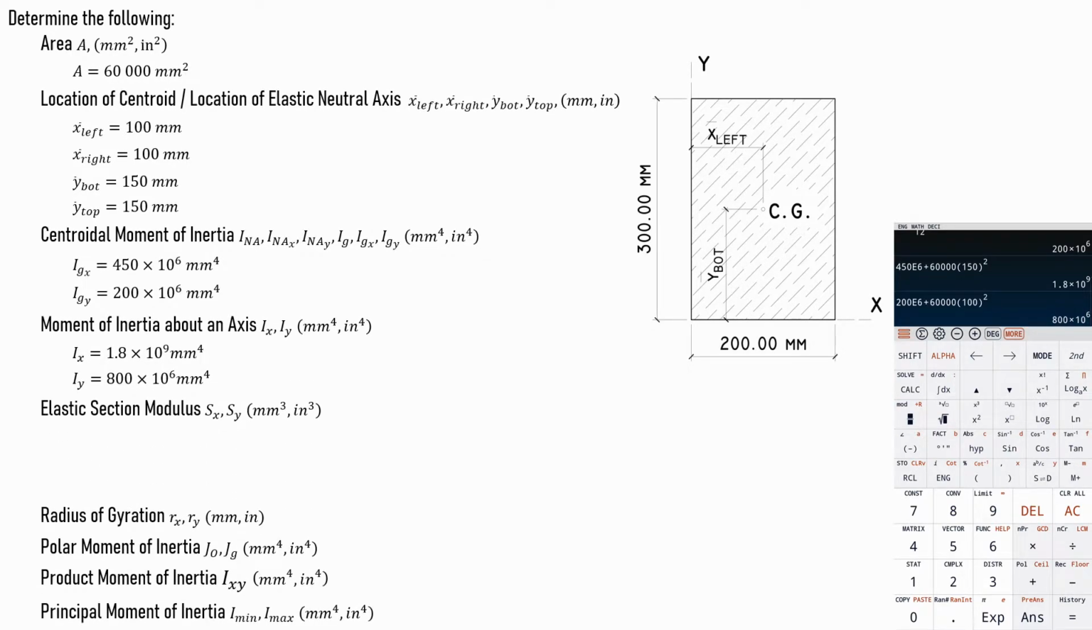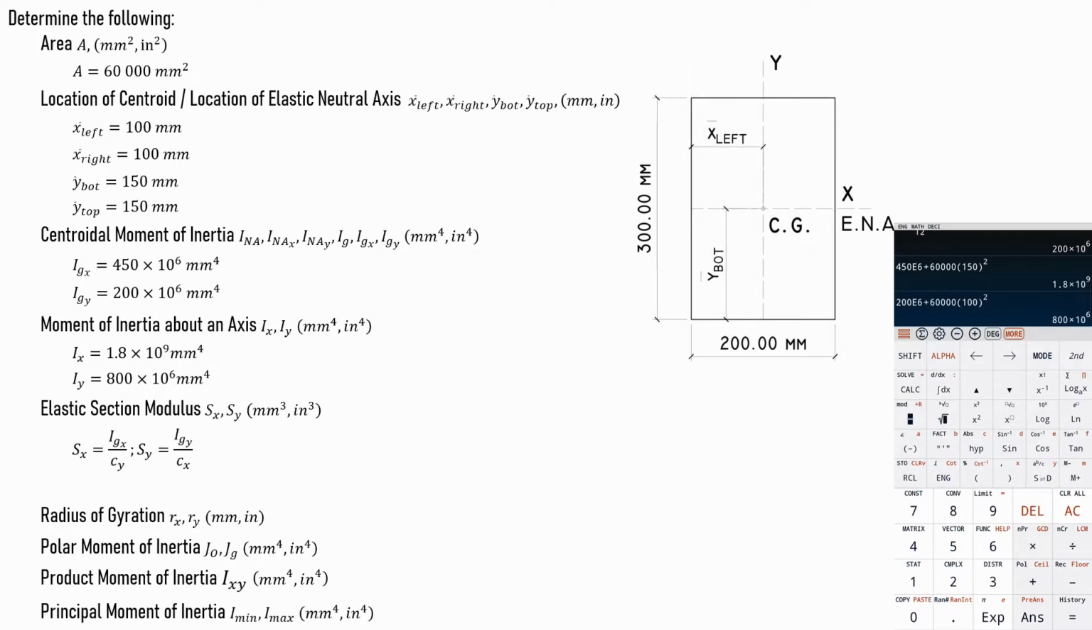Next naman yung elastic section modulus. So S sub x tsaka yung S sub y. So formula natin dito yung IGX over yung C na farthest distance ng farthest fiber in relation dun sa horizontal elastic neutral axis. Tapos dun sa S sub y, IGY over yung C na distance naman dun sa vertical neutral axis papunta dun sa farthest fiber.